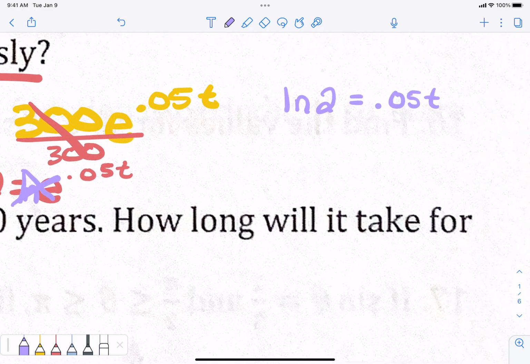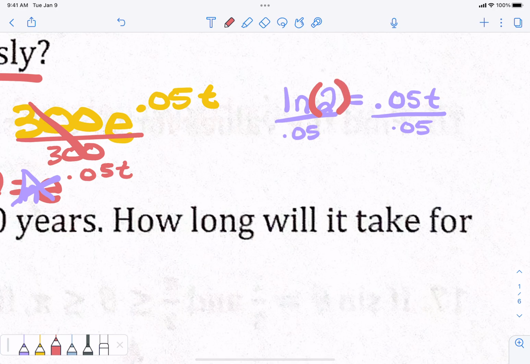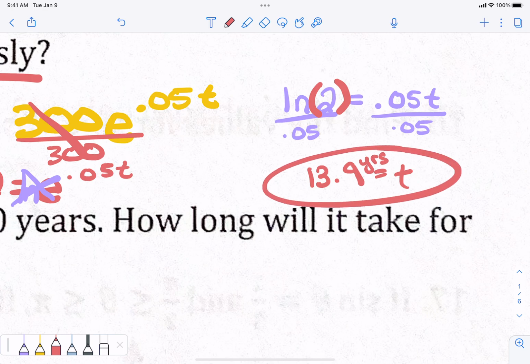Then how do I get T by itself? Divide by 0.05. You have an ln button on your calculator. Slow down. ln 2. Your calculator might open up a parentheses. You need to make sure you close it before you divide. 13.9. Years, because it's yearly. It's like an annual thing.